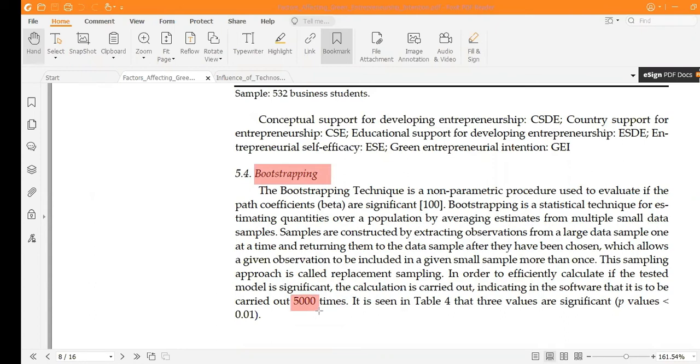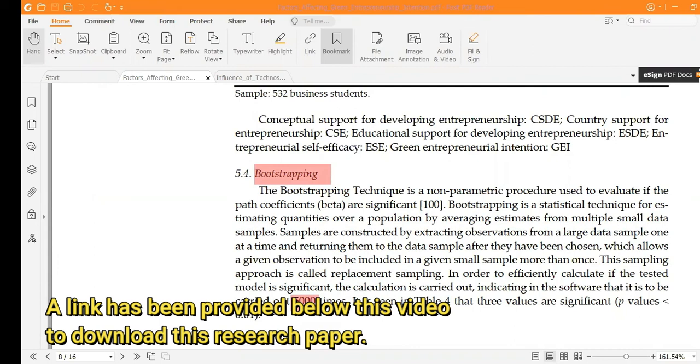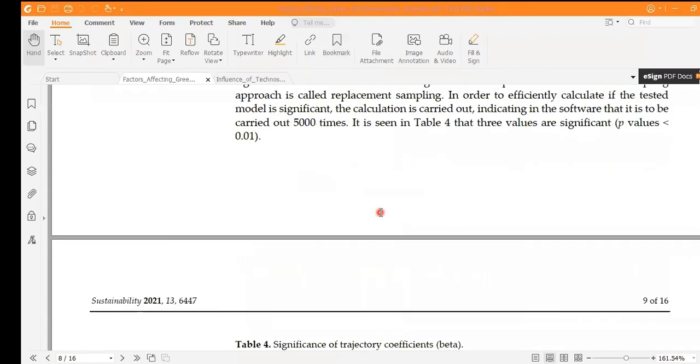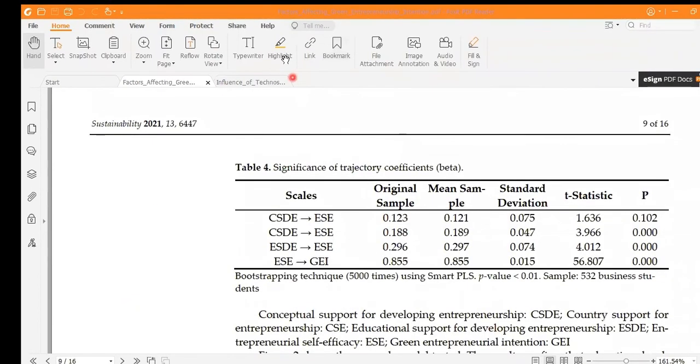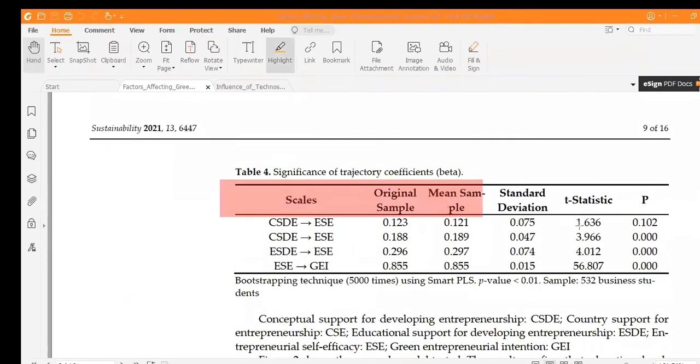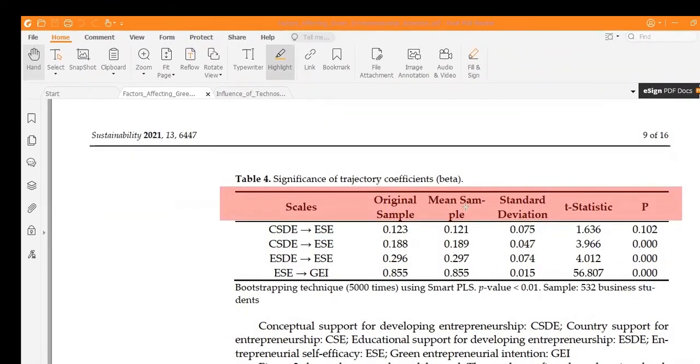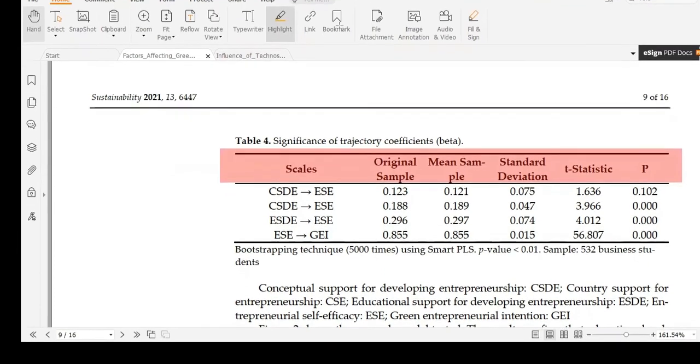But for practical purposes, I have just used a 500 sample, 500 times. The p value is 0.01, that is 90%, but I'm referring to 95% because most of the time we refer to 95%. So these are some of the results which they refer to, like the scale, original, and all these things. I'm showing you from where you can get these results.